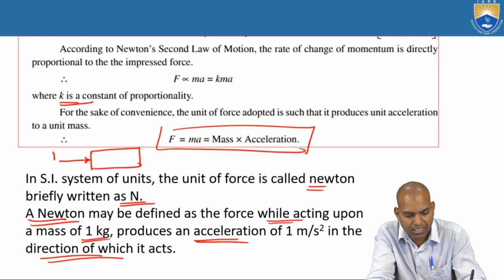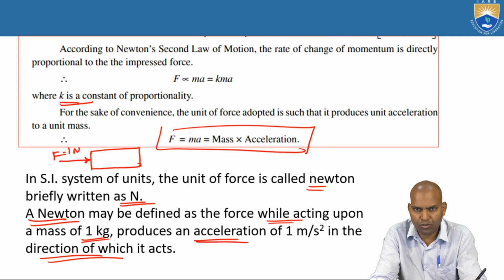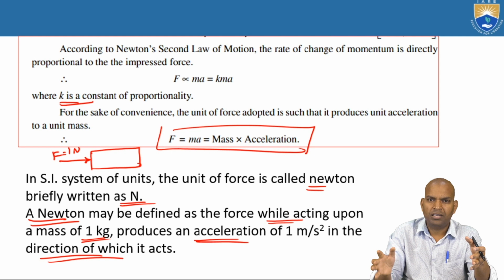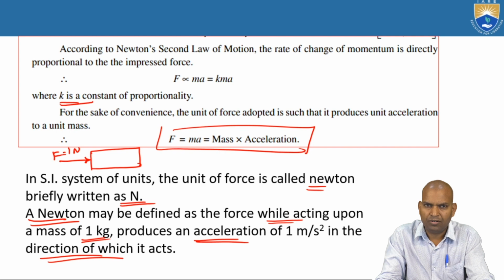Okay, F equal to what? 1 Newton, I said. Newton means the force acting on a 1 kg mass which produces an acceleration of 1 meter per second square on that 1 kg body, in the direction of the force. That is known as Newton. Okay. Now, as mentioned before, what is mass? Force equal to mass times acceleration.